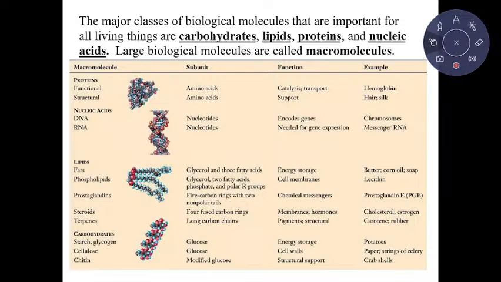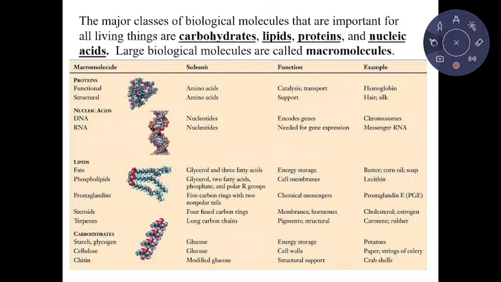Terpenes have long carbon chains. Steroids are 4 fused carbon rings, while terpenes are long carbon chains. Terpenes' functions are pigments and structural roles. Examples are keratin and rubber. Now next, coming to the carbohydrates.